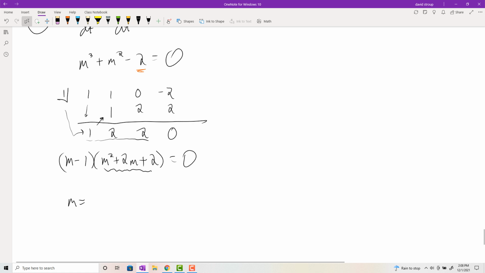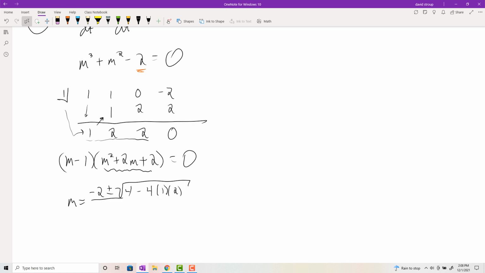So I get m equals negative b, negative 2, plus or minus the square root of b squared, 4 minus 4 times a times c. Don't be the person who forgets the quadratic formula. Don't be that guy. All over 2 times a. It's just 2. So this will be negative 2 plus or minus the square root of 4 minus 8, which is negative 4, all over 2. There's an imaginary part then. Negative 2 plus or minus 2i all over 2 equals negative 1 plus or minus i.